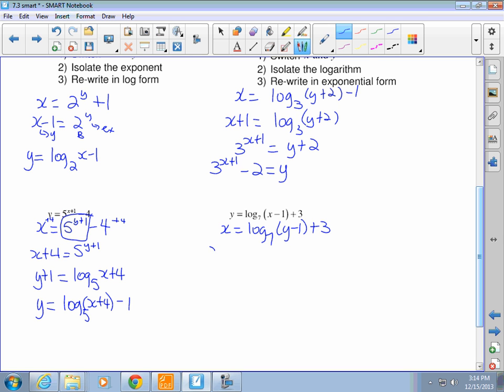I bring that 3 over. x minus 3 is equal to log base 7 of y minus 1. Put it into exponential: 7 to the power of x minus 3 is equal to y minus 1. So 7 to the power of x minus 3, plus 1, is equal to y. Or y is equal to 7 to the power of x minus 3, plus 1.